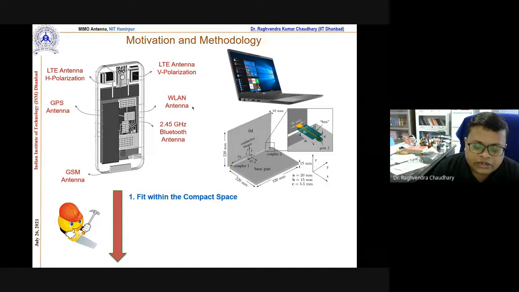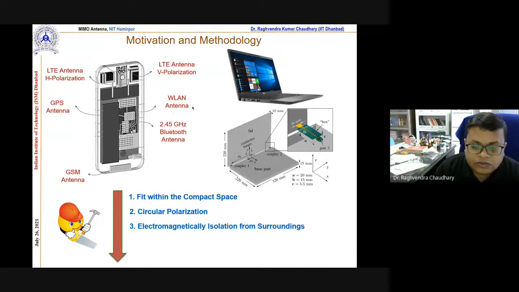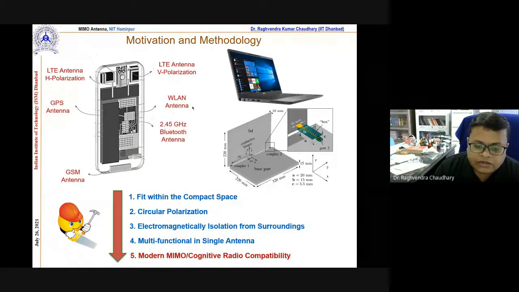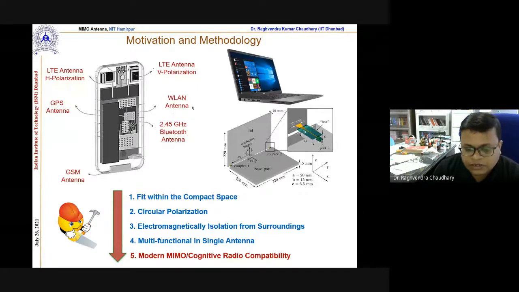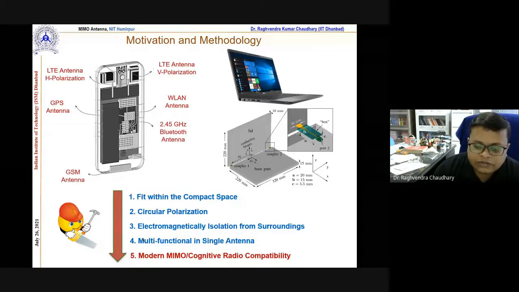Make the common antennas. We have circular polarization. In the last talk, I already told how we can get circular polarization, with different techniques. And this particular thing is very important: how we introduce isolation so that it does not affect other things. Multifunctional is also very important. And finally, the modern MIMO cognitive video compatibility. So for this fifth point, we will stress how to develop these MIMO antennas which could be compatible with the present technology.